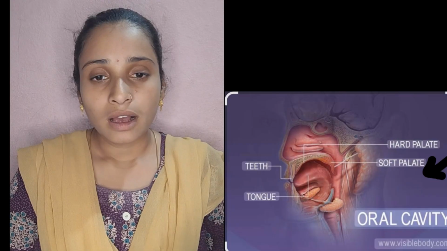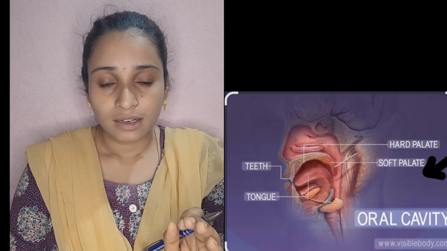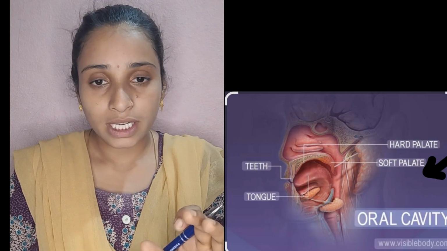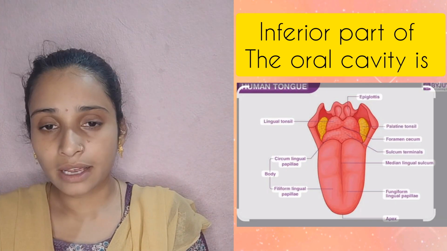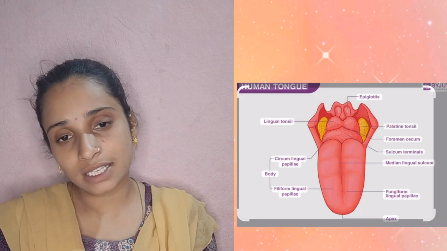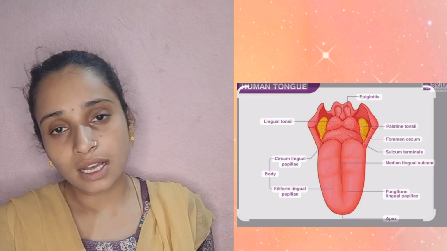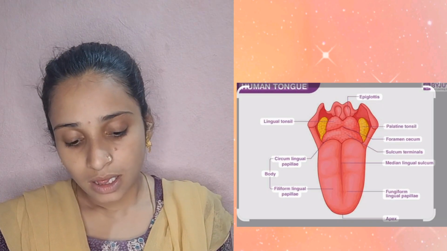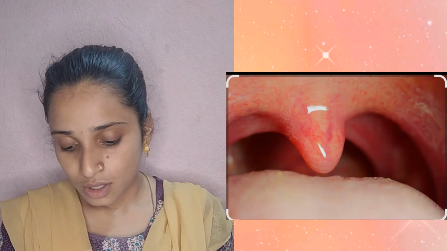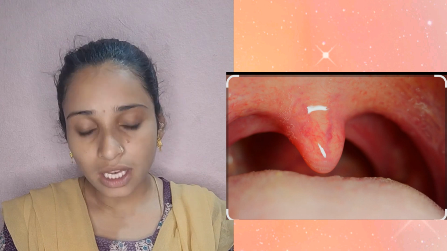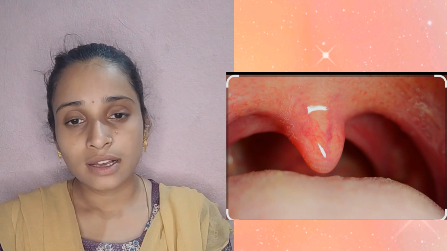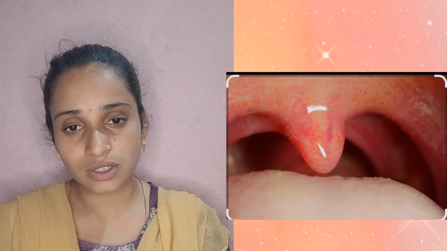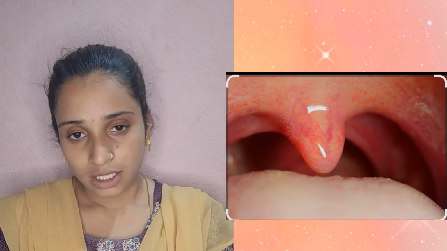The roof is present superiorly in the oral cavity, and inferiorly in the oral cavity the parts are the tongue and sublingual region. The soft palate is made up of muscle, with a conical structure called the uvula.